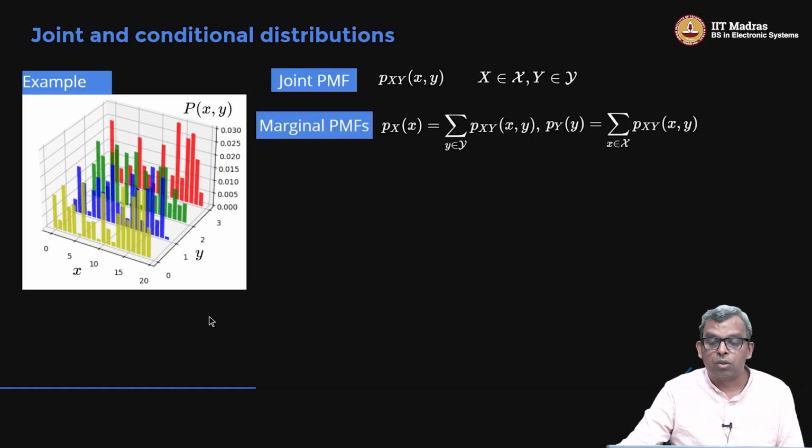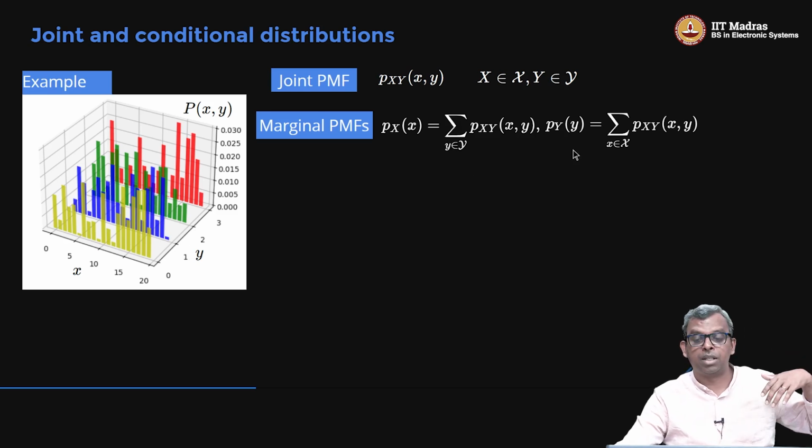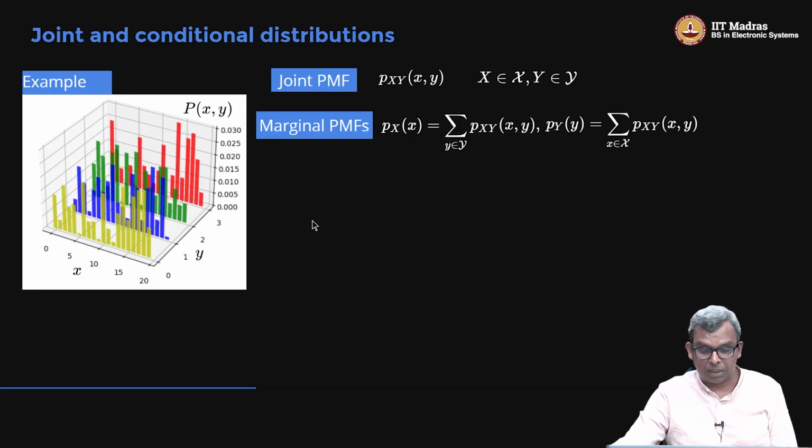So, we know what marginals are. For a particular value of x, if you want to find the marginal, you sum over P_XY, keeping x the same, over all values of y. That is the marginal of x. What is the marginal of y? At a given y, you just sum over all values of x, keeping y the same. This way if you sum, you get the marginal of y, and this way you get the marginal of x. So that is the marginal.